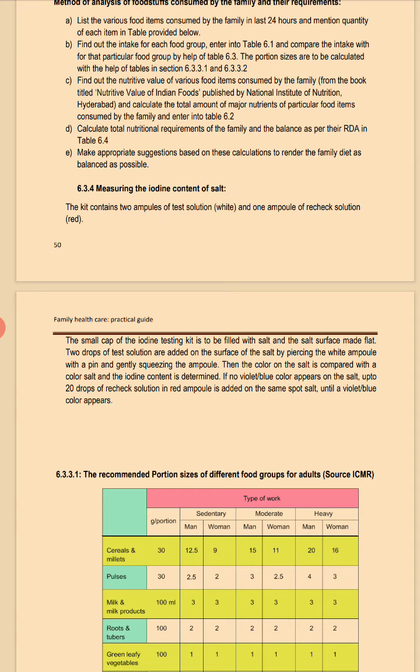If no violet or blue color appears in the salt, up to 20 drops of recheck solution in the red ampule is added on the same salt until the violet blue color appears. This color is checked with the colorimetric meter on the wall of the box, and you can get an idea whether at consumption level the iodine is more than 15 ppm or not.